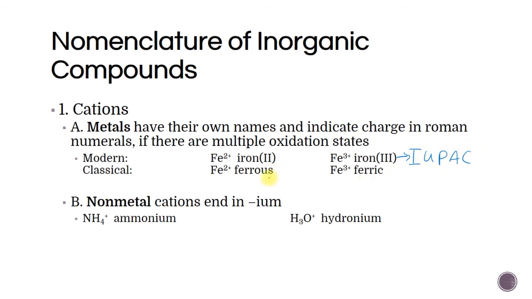The IUPAC system is predictable and relatively easy to learn. The classical naming system is full of all kinds of exceptions and weird things. Like, for example, Fe2+ would be called ferrous. So FeCl2 would be called ferrous chloride in the old way.